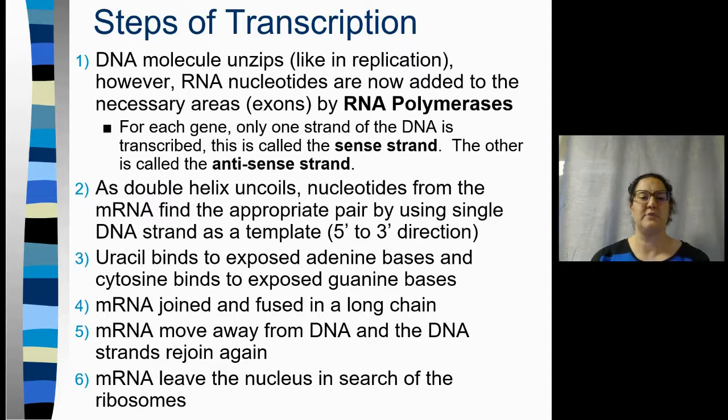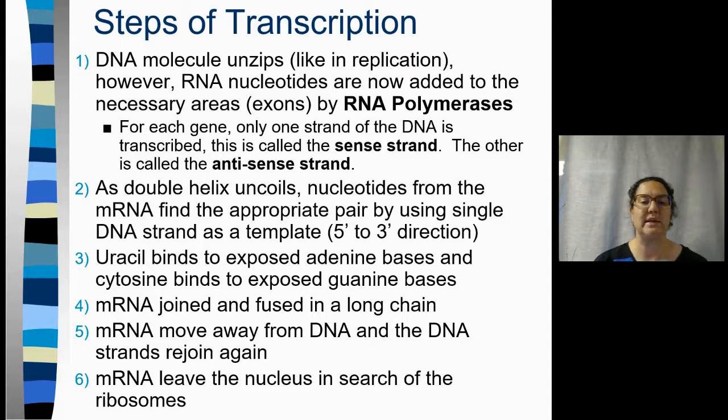So in transcription, the DNA molecule unzips, just like in DNA replication. However, RNA nucleotides are now added by RNA polymerase. So instead of using a DNA polymerase, we use an RNA polymerase because we're gluing on RNA nucleotides. And for each gene, only one strand of the DNA is transcribed, and this is called the sense strand. The other strand is called the antisense strand, and we're not going to code on that one.